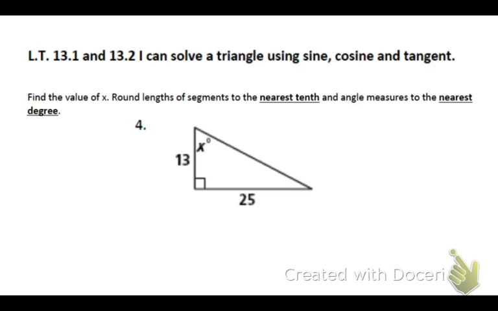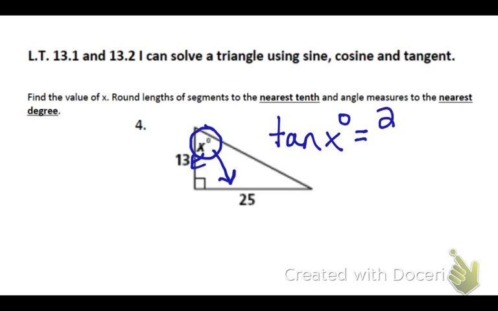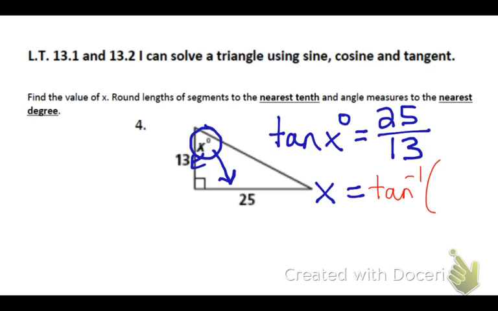Okay, if you look at this one, we're trying to solve for the x degrees here. So that's opposite and that's adjacent. So opposite over adjacent is tangent. So tangent of x degrees equals 25 divided by 13. Then we're going to solve for x by finding the inverse of each side. So x is equal to inverse tangent of 25 over 13.